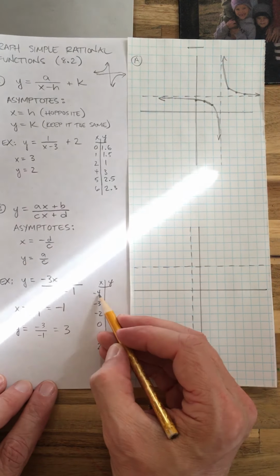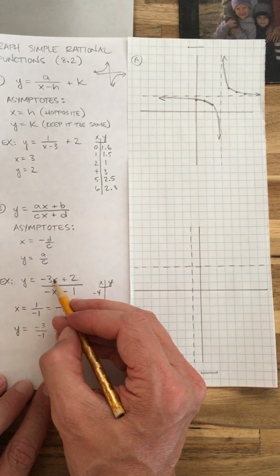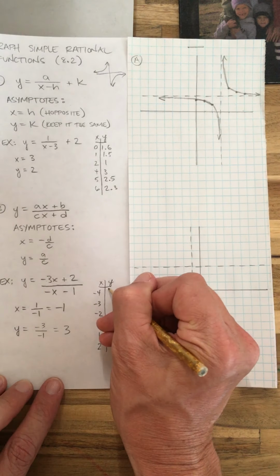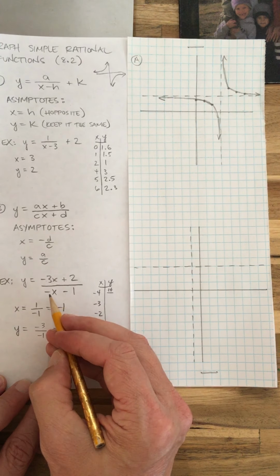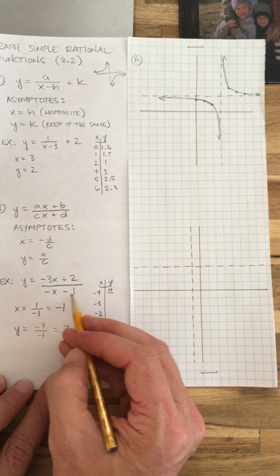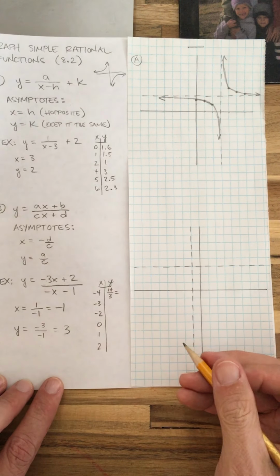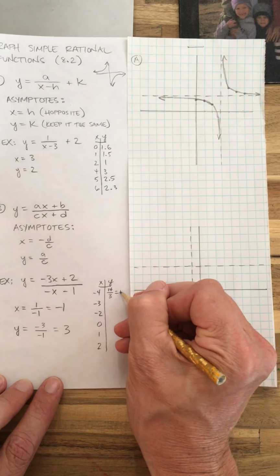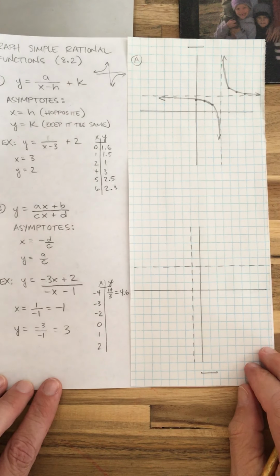Ready? -4. I'm going to plug that into here. So -3 times -4, that's 12 plus 2, that's 14, divided by, plug in the -4 here, so -4 is 4, minus 1 is 3. And 14 divided by 3, what is that, 4.6? All right, so 4.6.